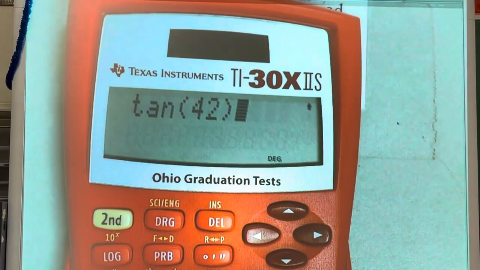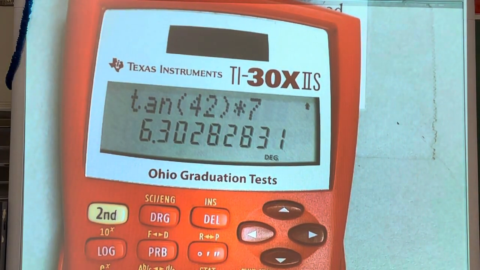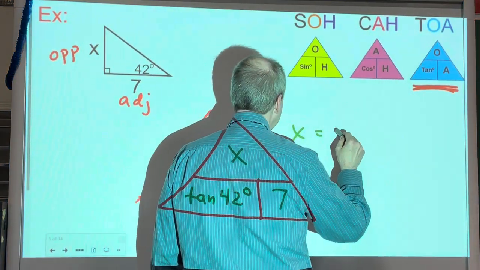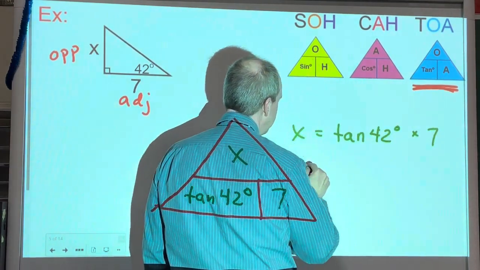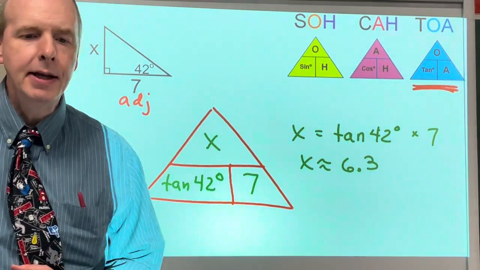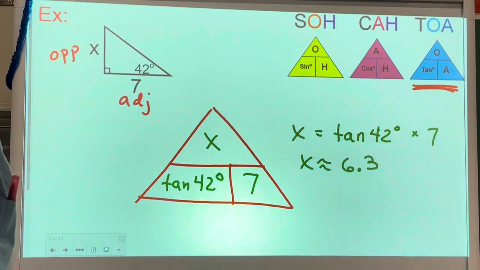Tangent of 42, close your parentheses, times 7. So, my missing side, the opposite is about 6.3. If you prefer to have 7 times tangent of 42, you can reverse it. Order does not matter when you're multiplying. Any order is fine when you multiply.